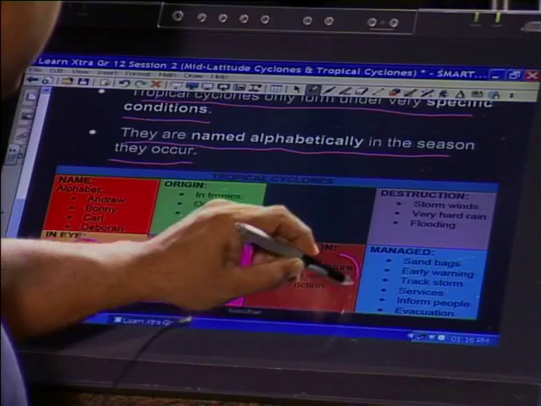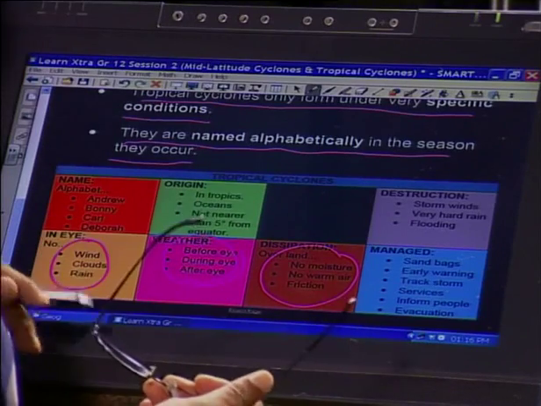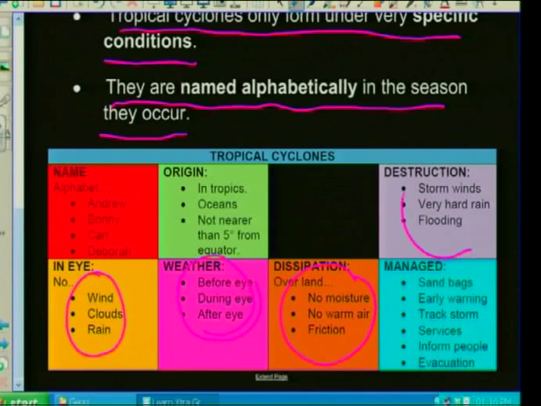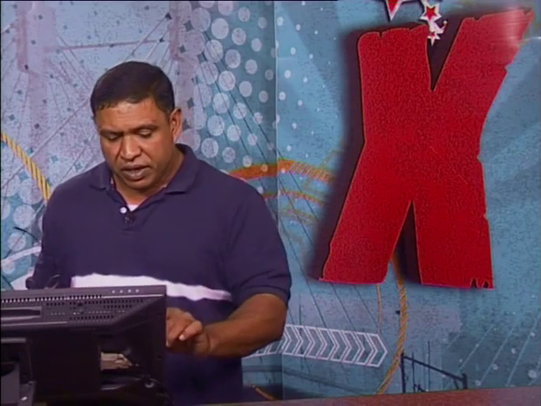And then we look at the stage where it's dissipating, where it dies off, where there's no moisture, no warm air, and lots of friction. And we look at the destruction it causes, as we said: storm winds, very hard rain, and flooding. We look at ways of managing it: early warning systems, tracking storms, services informing people, evacuation. But I'm going through this briefly. I will go into more detail as we look at the rest of the content.